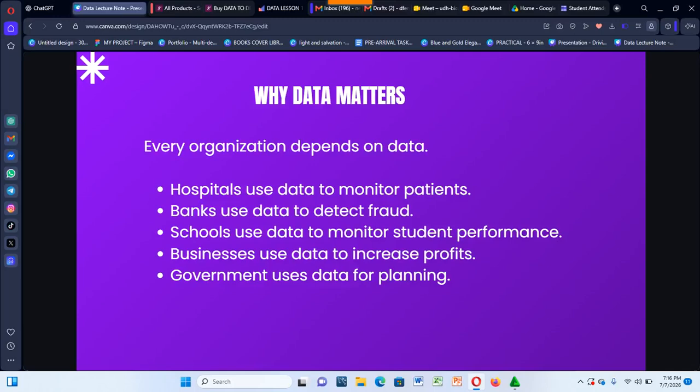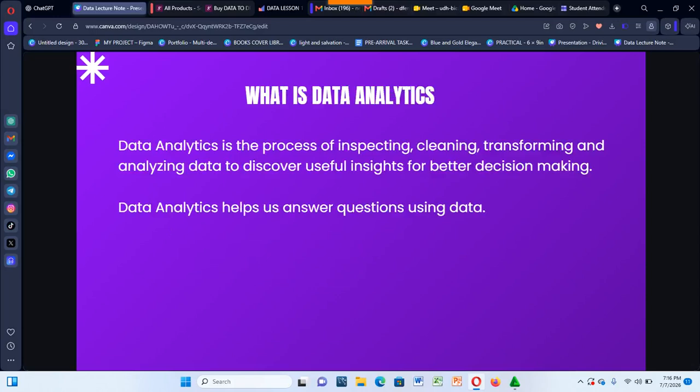Moving forward, what is data analytics? Data analytics is the process of inspecting, cleaning, transforming, and analyzing data to discover useful insight for better decision making.